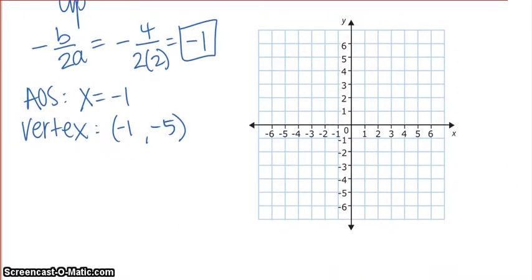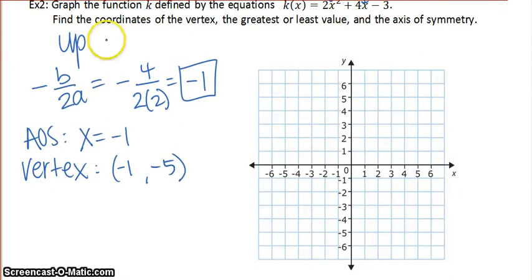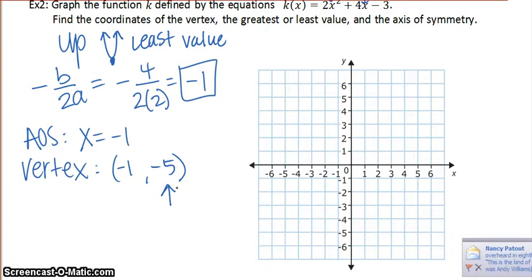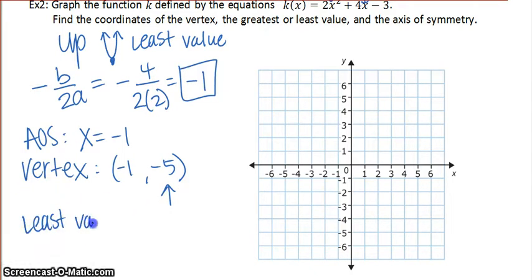So now that I have this, I can also find whether I'm going to have a greatest value or a least value. Well, if it's a parabola that's going up, I'm going to have a least value. You should know that because, again, it's where your vertex is. So my least value is going to be my y-coordinate of my vertex. So my least value is negative 5. So now I'm going to plot what I have. I have my vertex, which is negative 1, negative 5. I have my axis of symmetry, which is x equals negative 1.